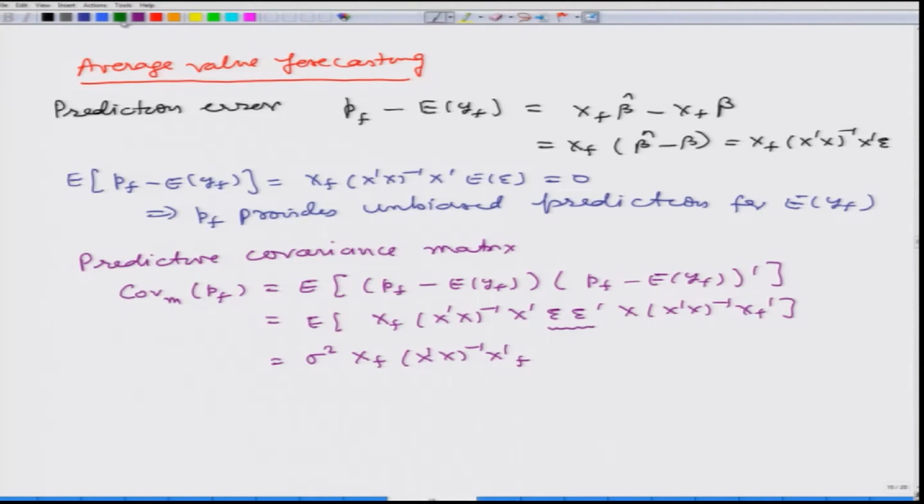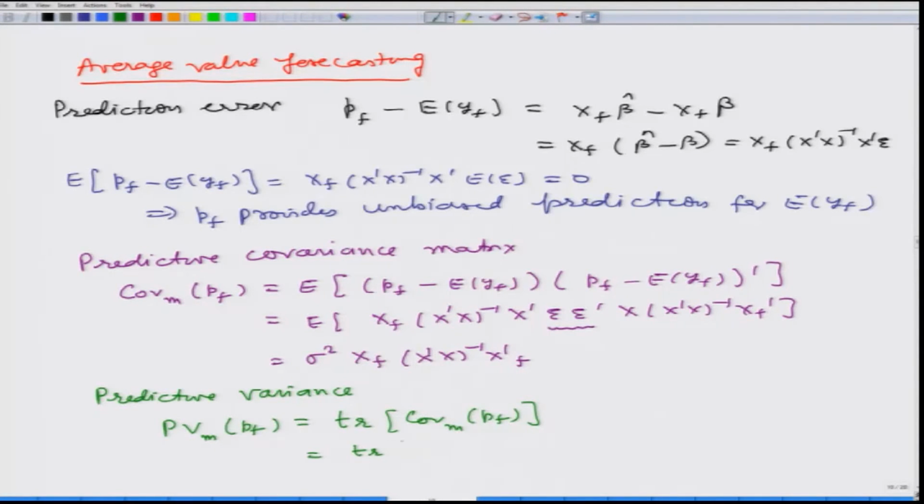And now, from here we can find the predictive variance PV of Pf when it is used for mean value forecasting. It is equal to the trace of the covariance matrix of Pf when it is used for mean value prediction, and this is nothing but sigma square times the trace of (X transpose X)^-1 Xf transpose Xf.